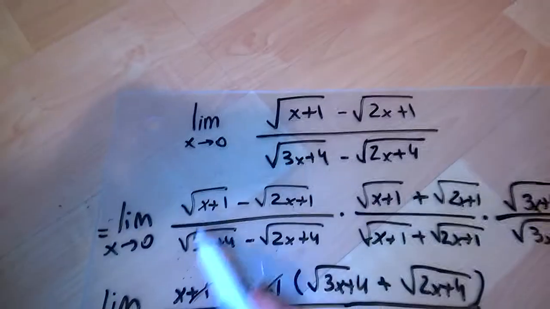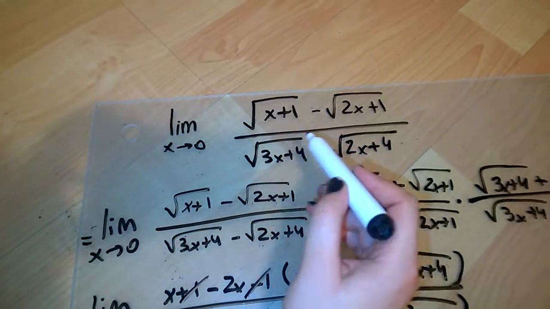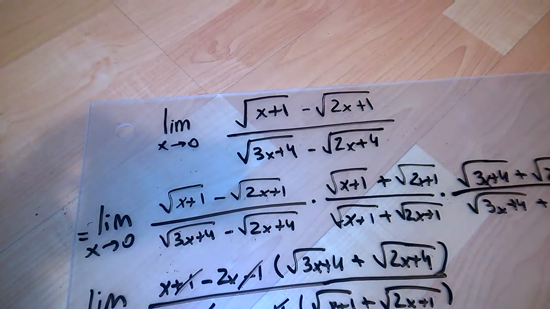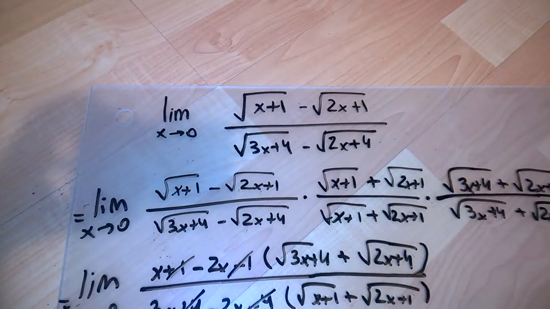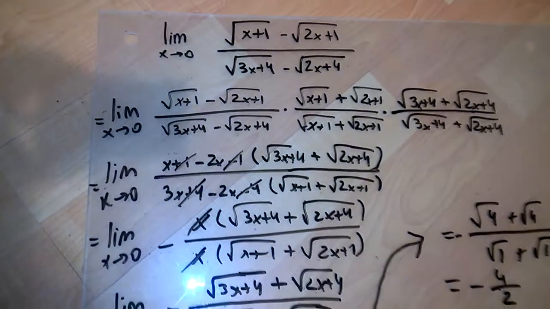So the limit as x approaches 0 of the square root of x plus 1 minus the square root of 2x plus 1 over the square root of 3x plus 4 minus the square root of 2x plus 4 is equal to negative 2.